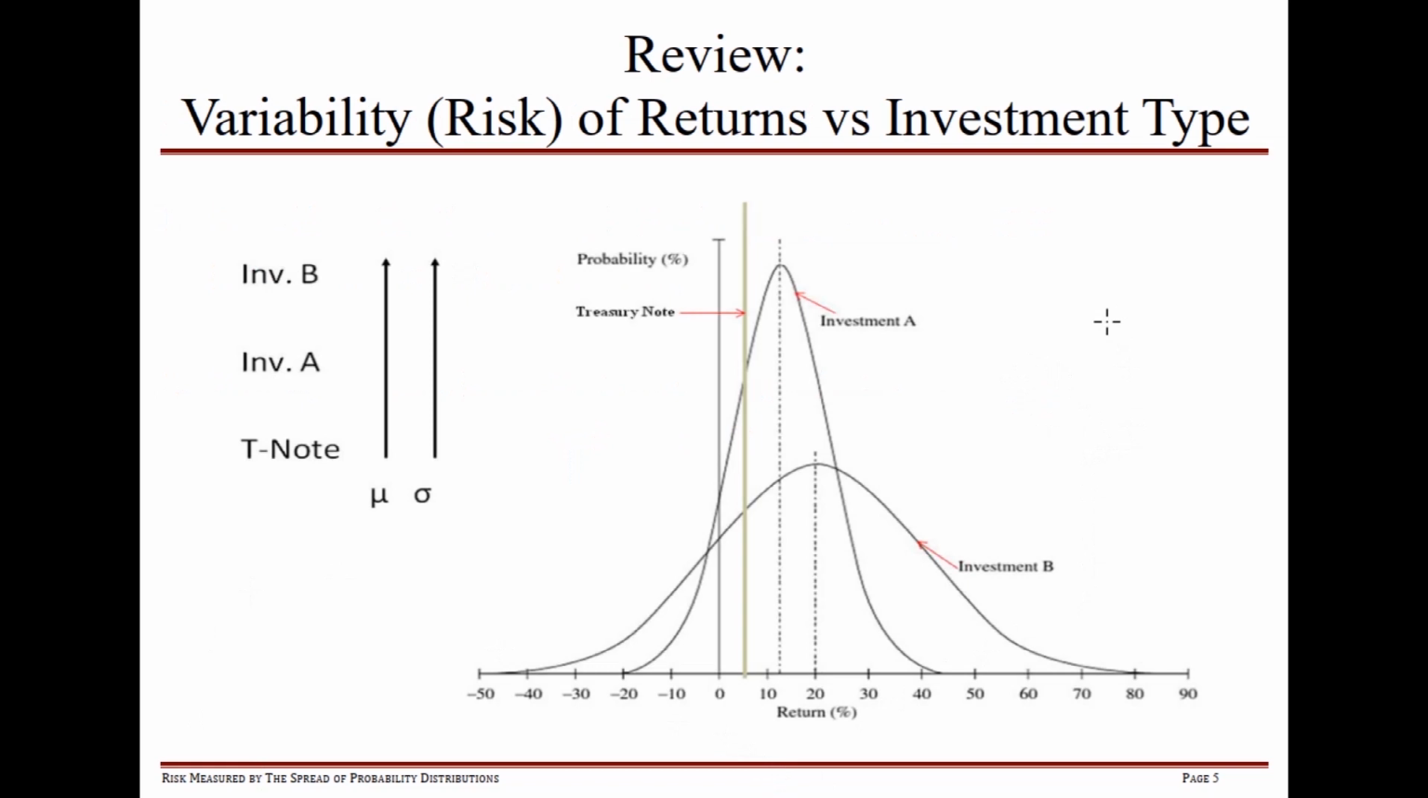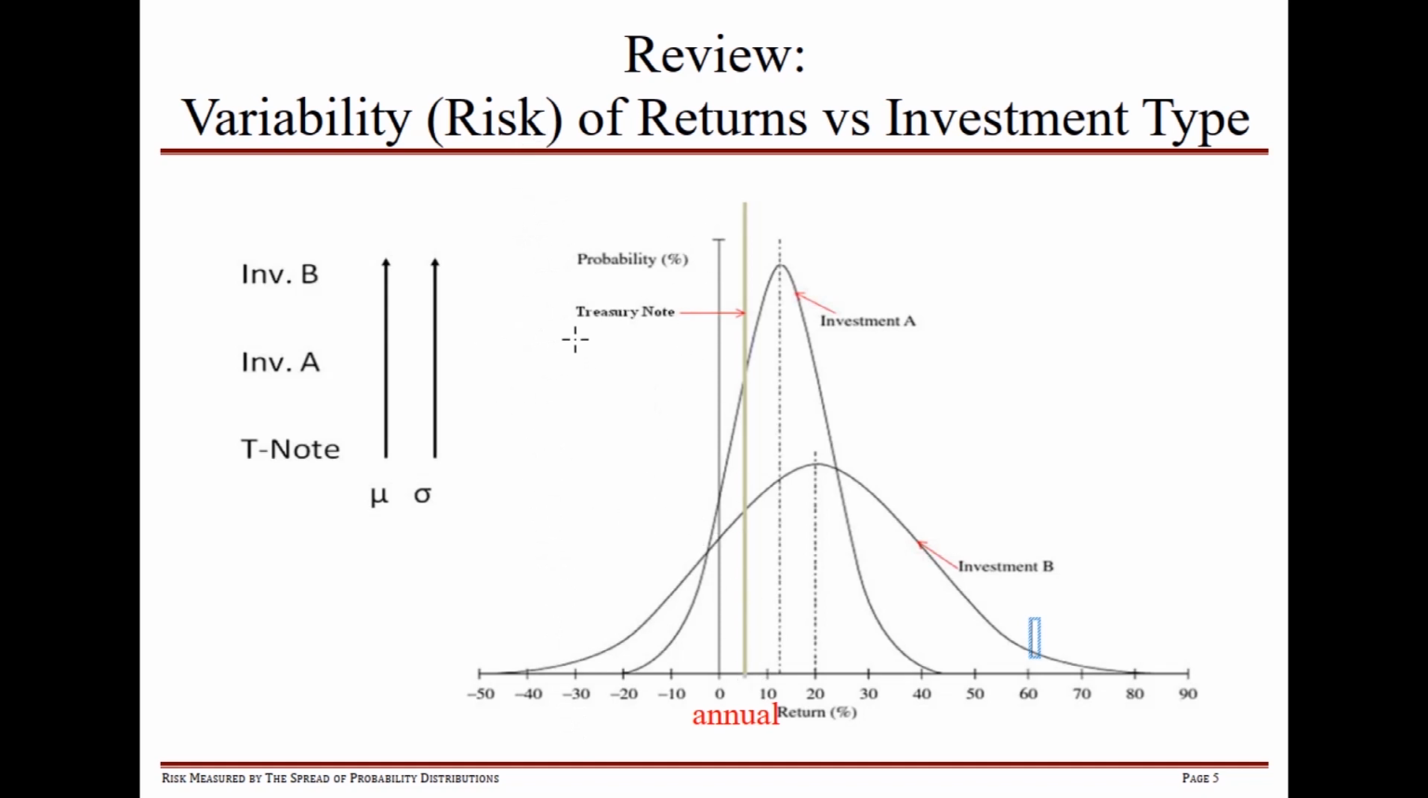So let's do a quick review to help get us started on the variability or risk of returns of an investment or a project versus the investment type we're looking at. So what I've got here on the x-axis is, say, the annual return of an investment under consideration. This is in percent, so this would be minus 50%, here's zero, and here's, that's optimistic, 90%, that's nice. And these are going to be probability distribution graphs. So on the y-axis, I have my probability in percent.